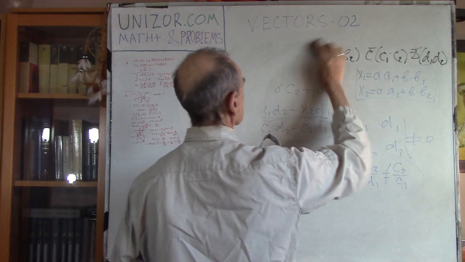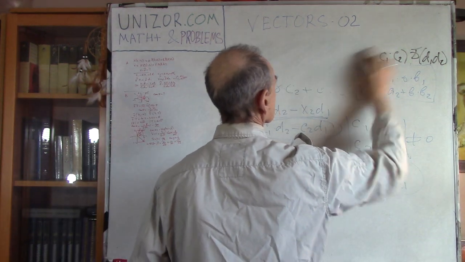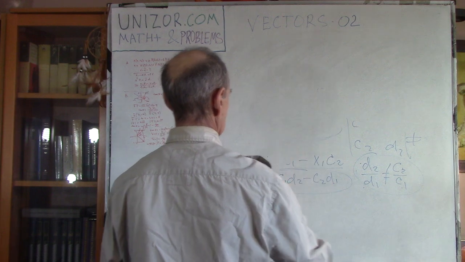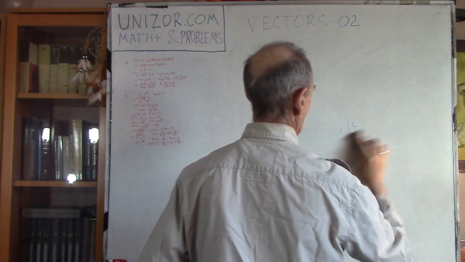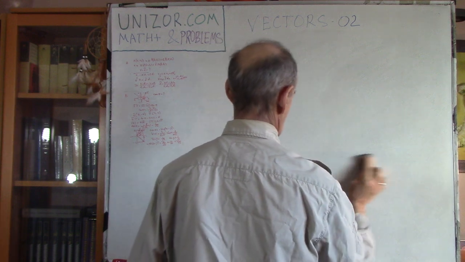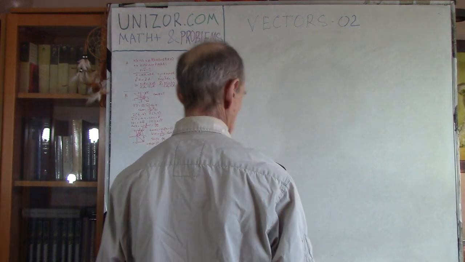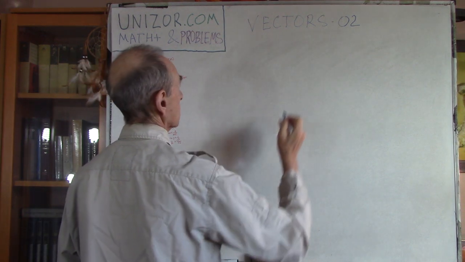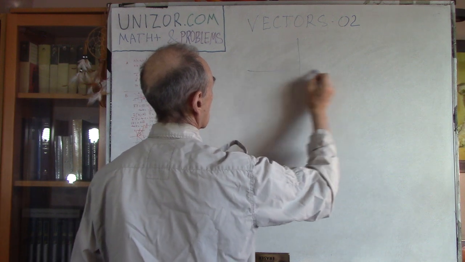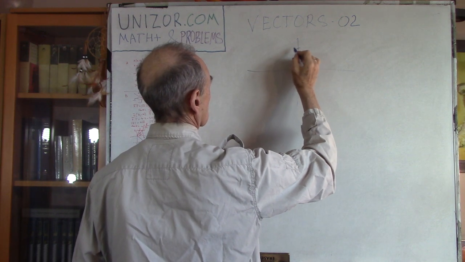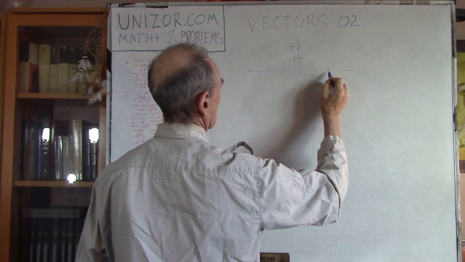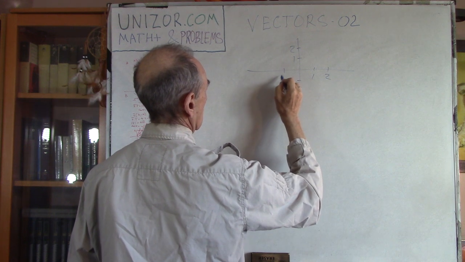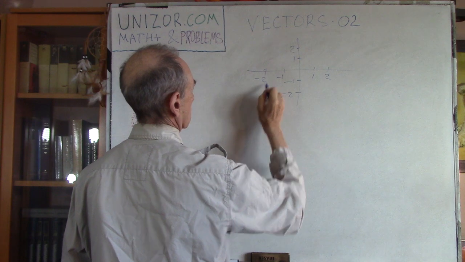Let's go next. Okay, what's my next? Okay. Next is, I have vectors represented on a picture. So let me just draw a picture. One, two, one, two, minus one, minus two, minus one, minus two.